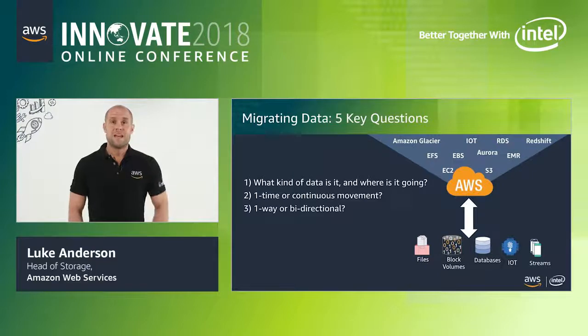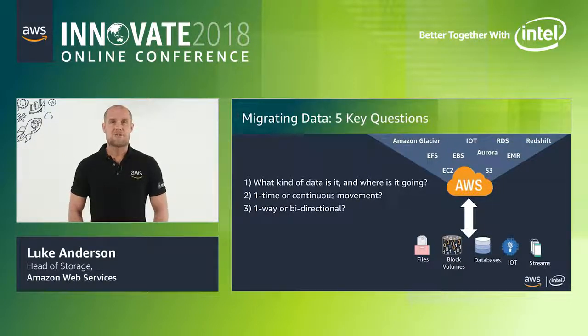The next question, is this a one-way migration or is it going to be bidirectional? If you're doing a data center migration into AWS, then that's a one-way, as you're moving all the data and it's going to live inside of AWS. If it's bidirectional, that means you're going to be moving data into and out of AWS on a regular basis.